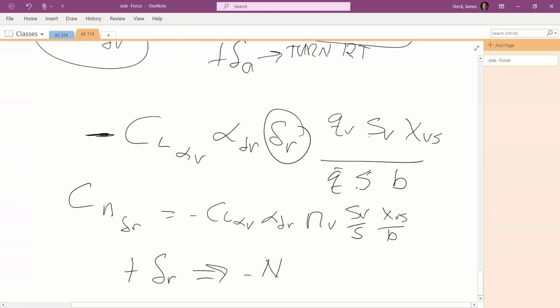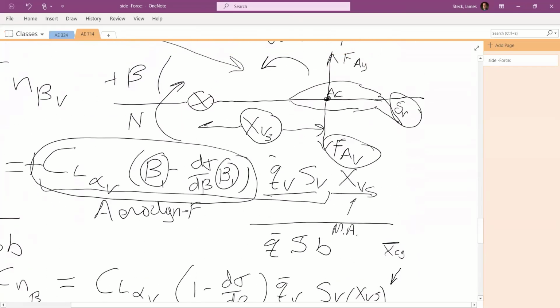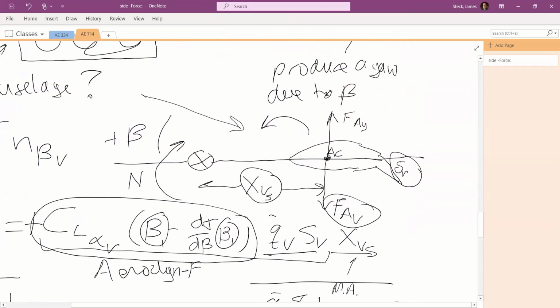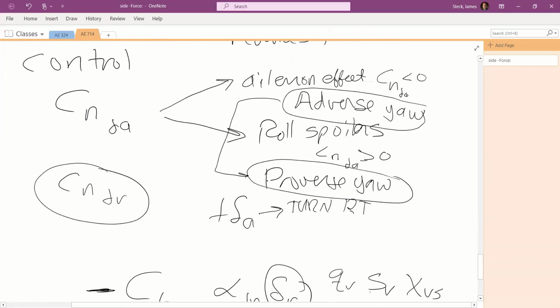And do you remember which way it rolled the airplane? Positive rudder, which way does it roll? Go back to our picture. I'll go back down so you can finish writing. From this, the AC is stuck above the center line, right? And so this force is going to roll the airplane in a positive manner. So that's where we could get roll control as well, if we want it.